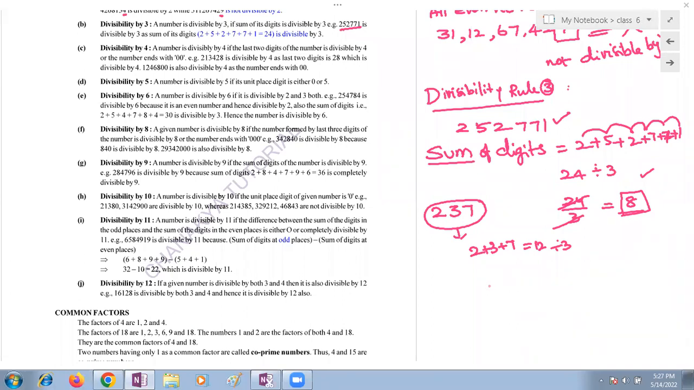Hariharan, you see this number: 1, 2, 3, 4, 5, 6. Is it divisible by 3 or not? No, ma'am. Ma'am, we need to add all. Yes, you need to add. If you add, what is the answer you will get? Ma'am, 21. Children, please wait. I'm calling the student. Let them respond. Hariharan.